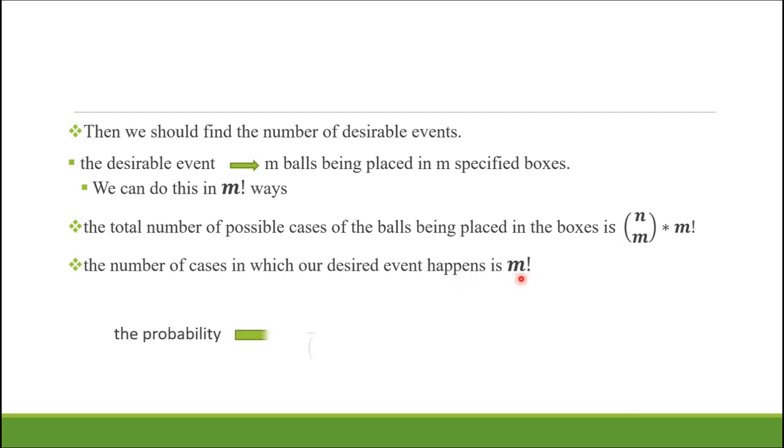As a result, the probability of placing m balls in m specified boxes is equal to the ratio of the number of our desired cases to the total number of possible cases. So the probability is 1 divided by the number of permutations of n objects taken m at a time.